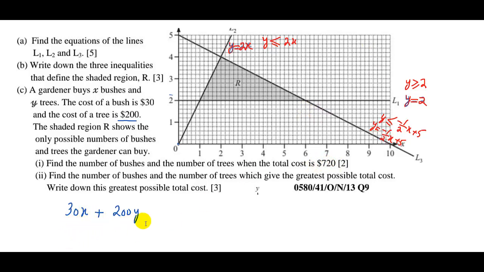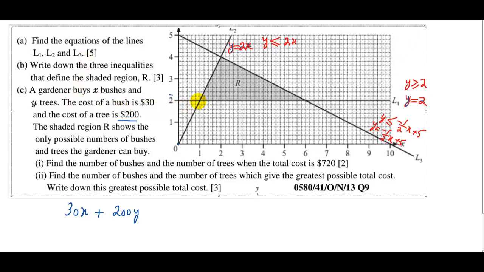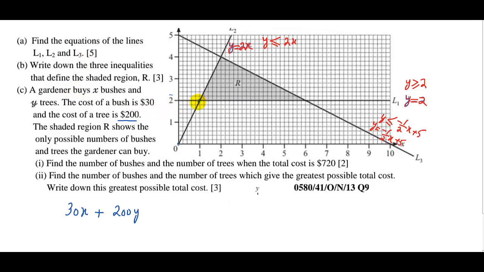As x and y represent bushes and trees, they cannot be decimals. So we will use whole numbers for both x and y. So what points have whole numbers? This point is on the border. The border is part of the region. This point has coordinates 1, 2. And then this point, which is also part of the region, is 2, 2.